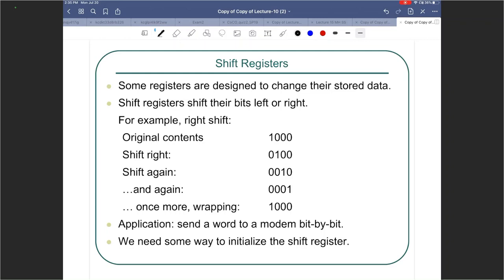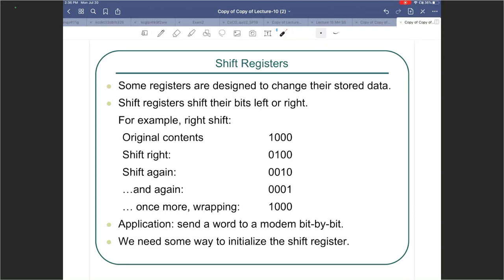But let us see if we can use this for shifting contents of the register. For example, if the original contents of the 4-bit register is 1000, what does that mean? Original contents are 1000. That essentially means that there are 4 D flip-flops, for example, whose outputs currently are 1000.